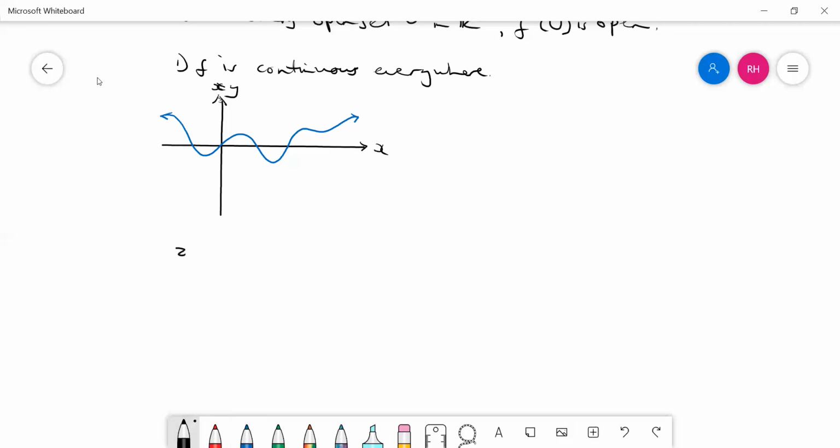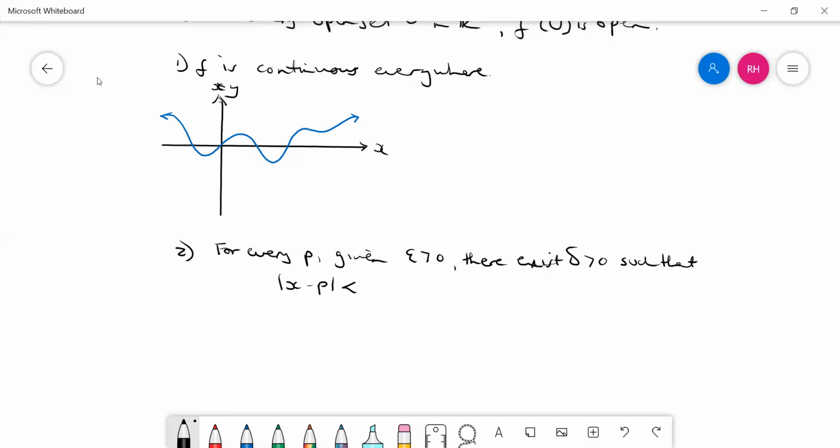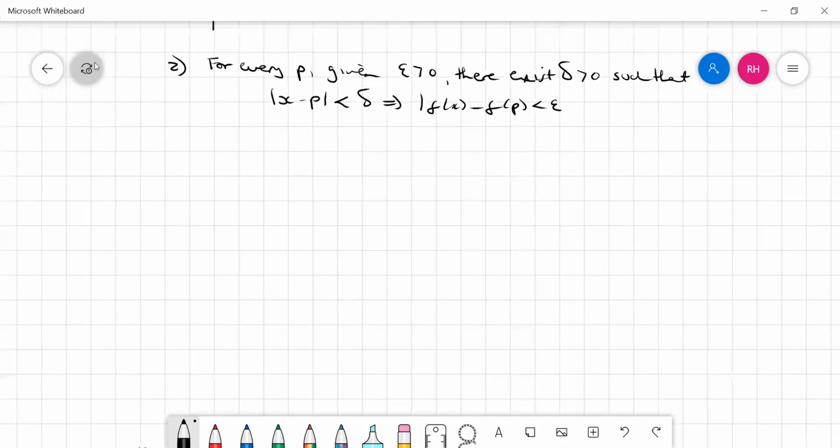Okay, so the second thing was basically saying for every point P, given epsilon greater than 0, there exists a delta greater than 0 such that the distance from x to p is less than delta implies the distance from f(x) to f(p) is less than epsilon. Okay, how can we visualize that?